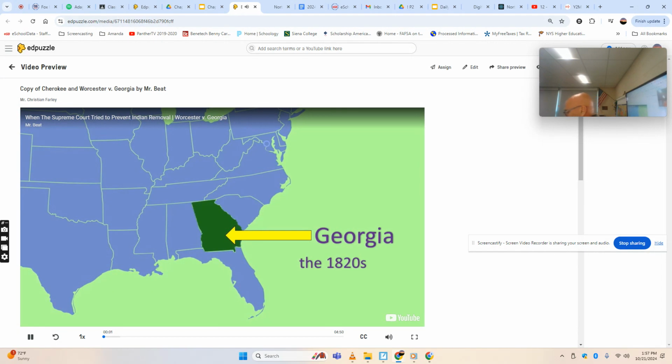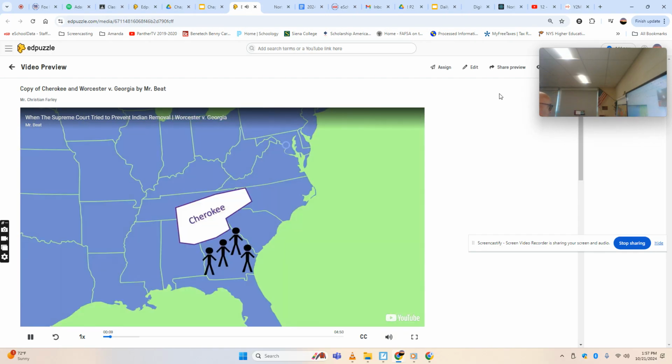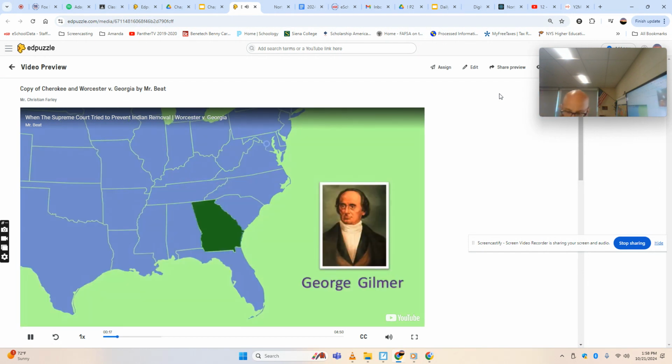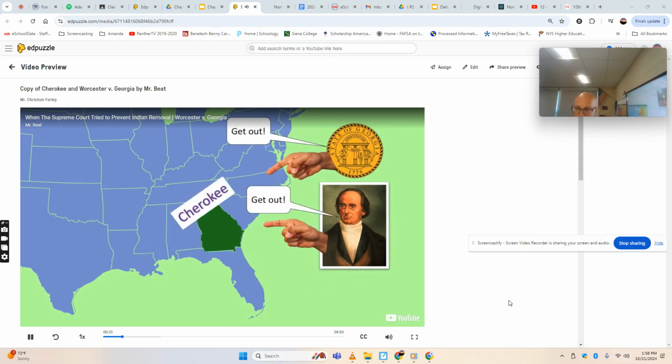Georgia, the 1820s. The Cherokee Nation, which held territory within Georgia's borders, as well as in North Carolina, Alabama, and Tennessee, is threatened by the increasing amount of Americans who were trespassing and wanting to straight up take over their land. Georgia Governor George Gilmer, as well as most of the Georgia legislature, made it very clear they wanted the Cherokee out of the state.